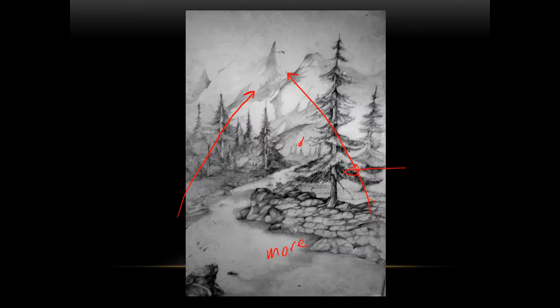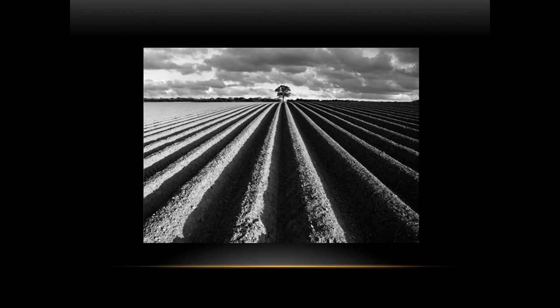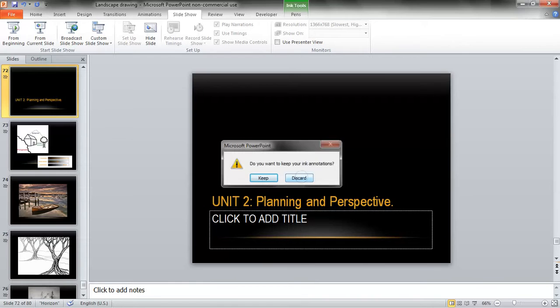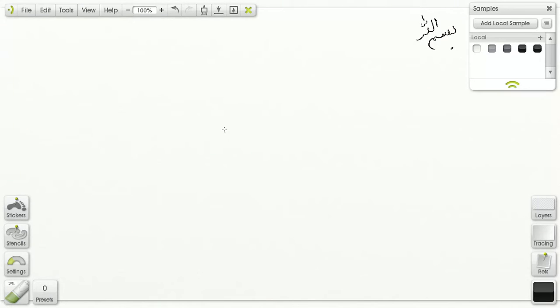So there's more details and a broad range of shades up close, and less details and a shorter range of shades farther away. Those are the two things. Details and shades both get less and less the farther you go from the viewer. So that's foreground, middle ground, and background. That's very important to understand.